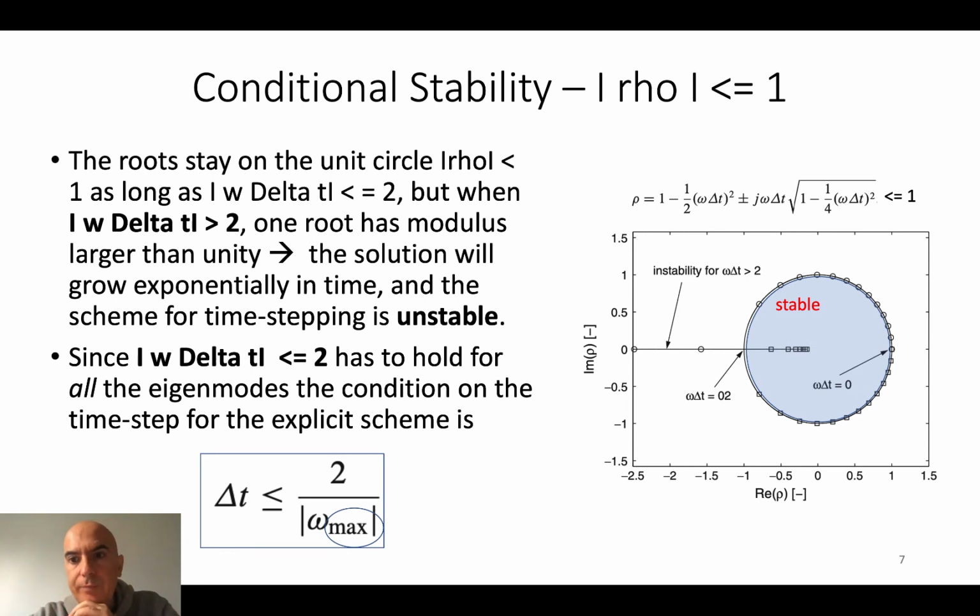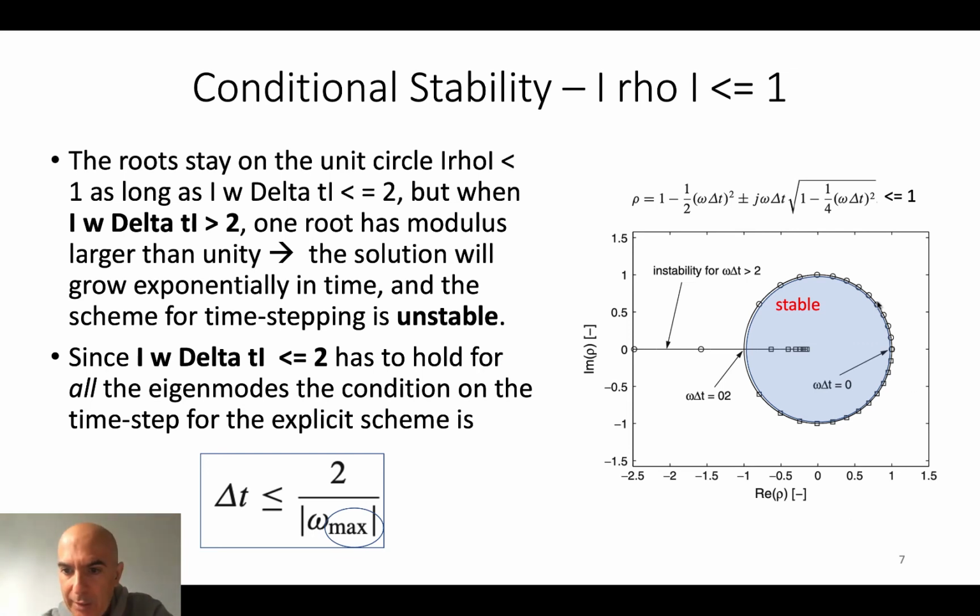So this is true in our equation as long as the modulus of omega delta t is less than or equal to 2. However, when the absolute value of omega delta t is greater than 2, one root has modulus larger than unity, so we are in this region here. This means that the solution will grow exponentially in time because our amplification factor has a power of n, and the scheme for the time step is called unstable.